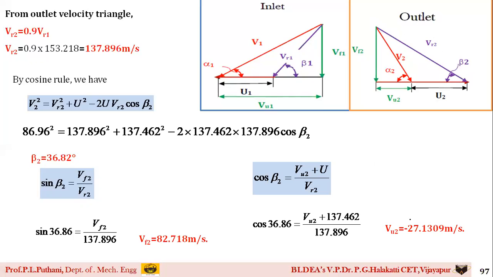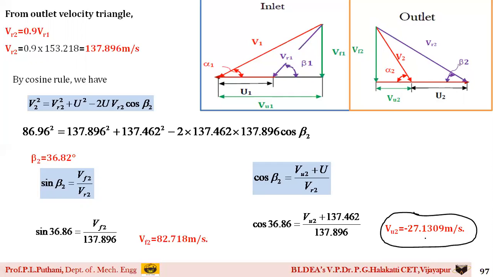Students, observe here carefully. Here if you observe, the value of VU2 is negative, which means whatever the sketch you have shown, the direction of VU2 in this particular sketch should be in the opposite direction. Then only you will get the correct sketch. The flow will be in the correct direction. So this is the outlet velocity triangle sketch we had assumed until we got the value of VU2. If the VU2 value was positive, then the sketch was right.